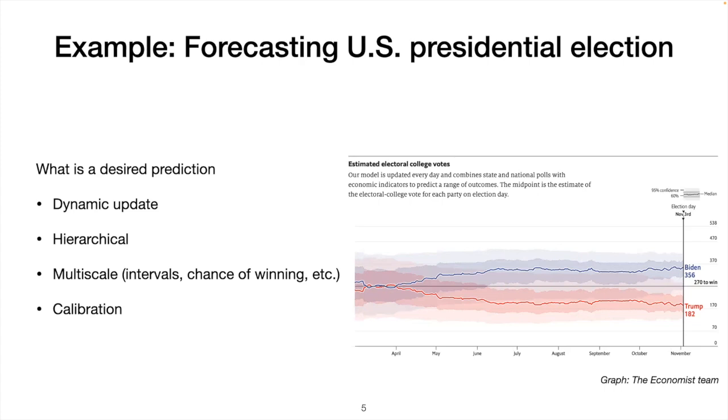So what is a desired prediction in this particular context? We want the prediction to be dynamically updated, because every day we receive new data from new public opinion surveys. So you want your model to be able to update over time, or even online. And you also want your prediction to be hierarchical. For example, you want a prediction for the national level voting result, but also maybe you only care about the election result in one particular state.